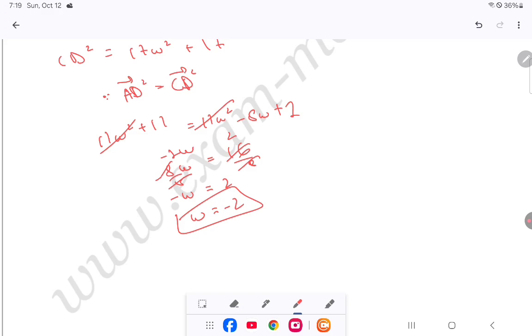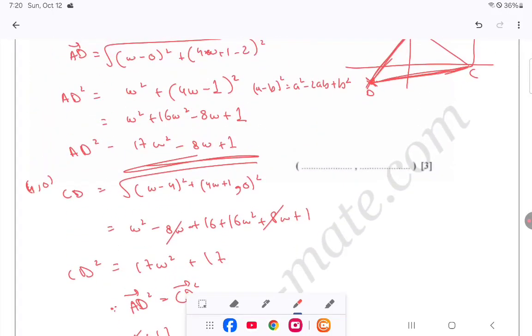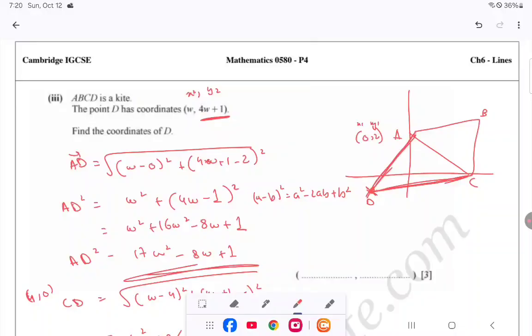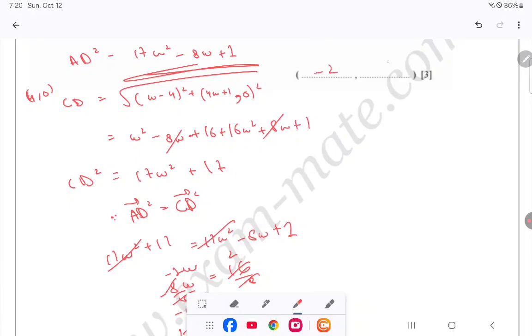So the coordinates of D we calculated. Put it in: where is the D point? Here we calculated w is equal to negative 2. So (negative 2, 4 times negative 2 plus 1). Negative 2 comma, 4 times 2 is 8, negative 8 plus 1, negative 2 comma negative 7. This is our point, negative 2 comma negative 7. This is our point D.